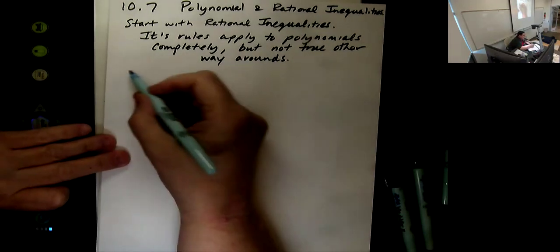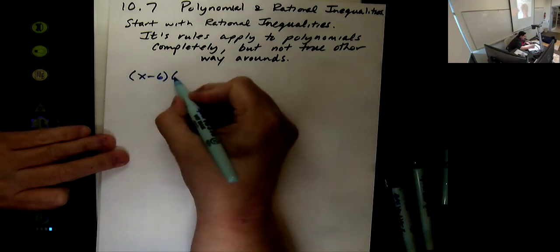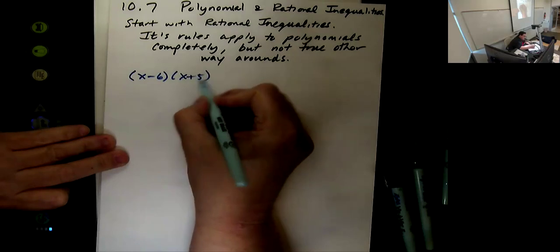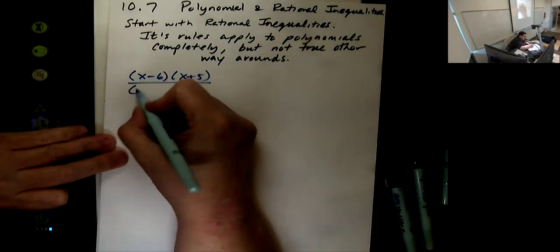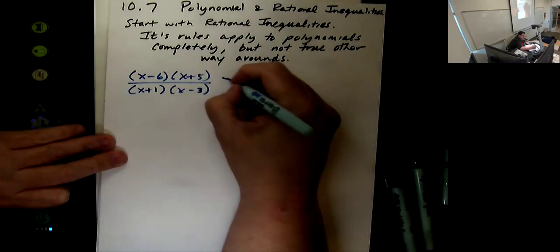A rational equation has fractions. So rational inequalities have fractions. We'll start in factored form to make it easier. And it has an inequality symbol.